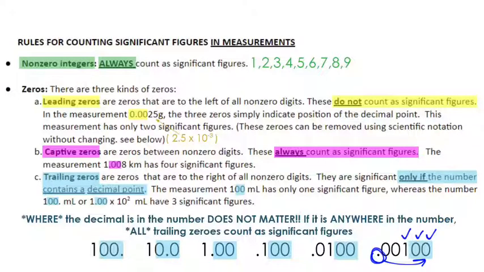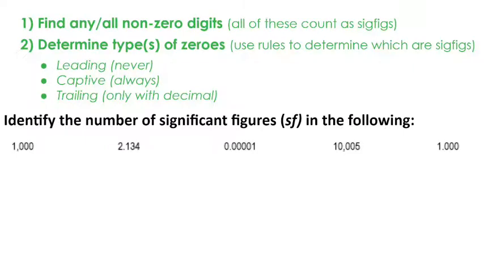So it doesn't matter if there's a decimal in the middle of them, before them, or after them, or nowhere touching them. If there's a decimal anywhere, trailing zeros are significant. So let's practice this. I've put a summary of the steps and the rules right there up top.